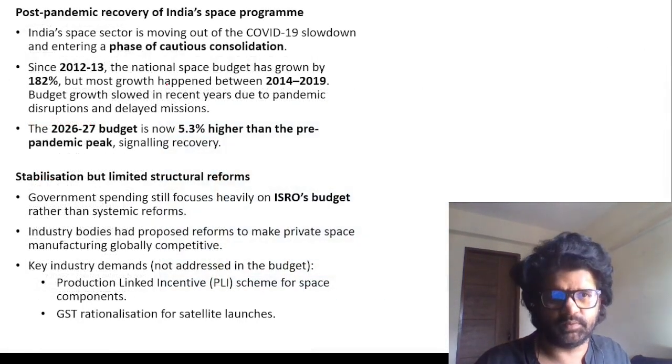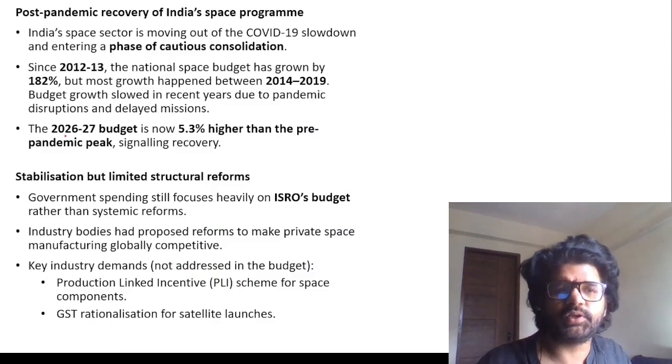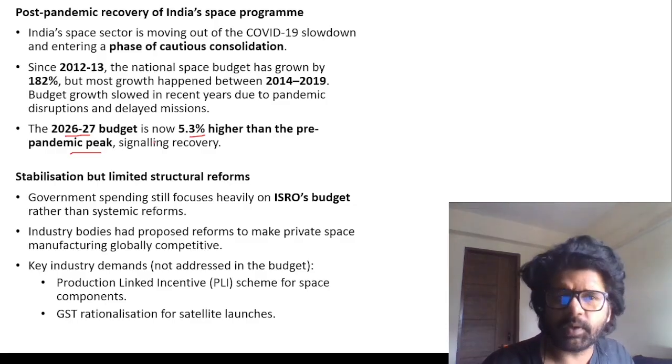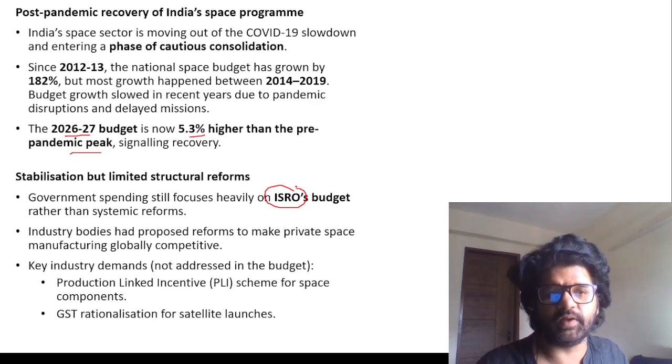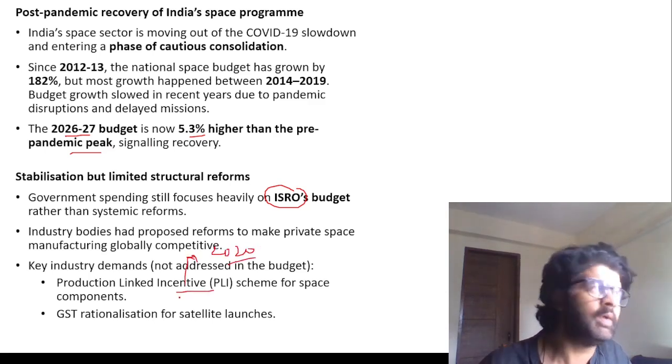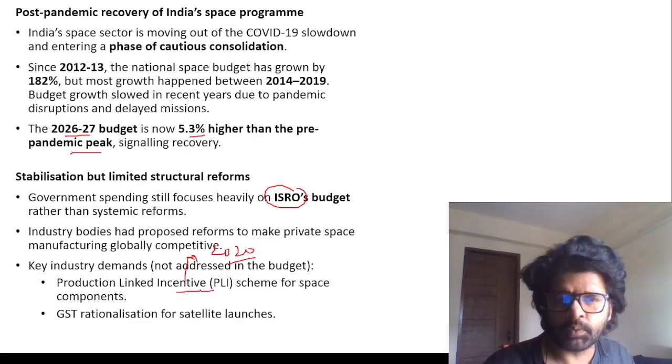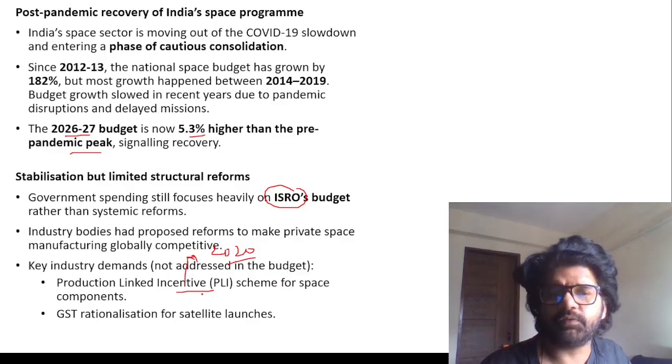So India's space sector, we have increased the budget and all. The 2026 budget is 5.3% higher than the pre-pandemic peak. So money is allocated, but still focused on ISRO more. We are not allowing the private sector to develop much. PLI scheme, we have introduced it in 2020, the production linked incentive scheme. I think I have talked about it in economy 50 most important current affairs as well. So we need PLI for space components.